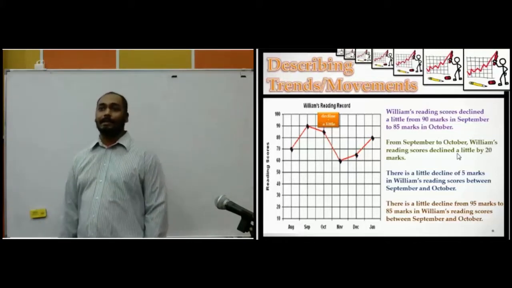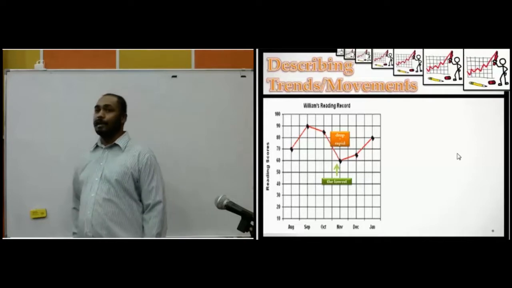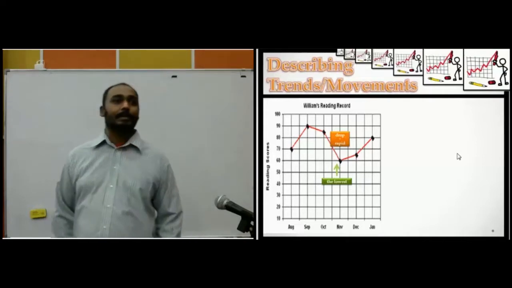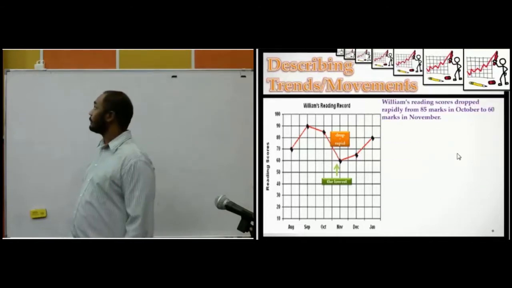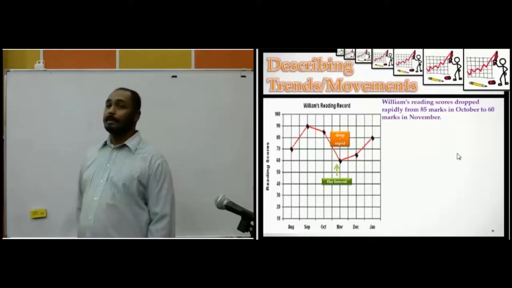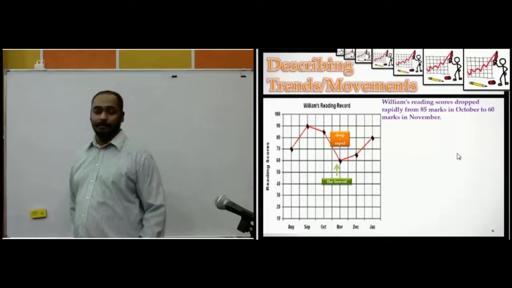Okay, we are looking at the next recognized pattern and change: drop, rapid, and also the lowest. This is the first description. Williams' reading scores dropped rapidly from 85 marks in October to 60 marks in November. Is this a verb phrase or noun phrase? Verb phrase. Good.